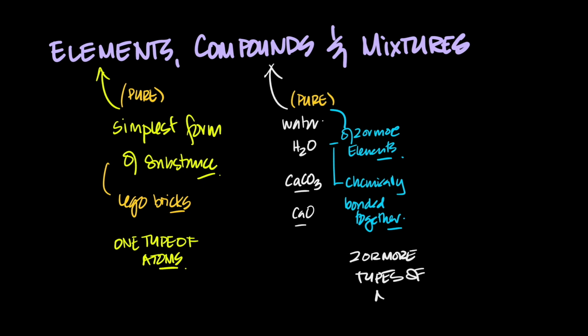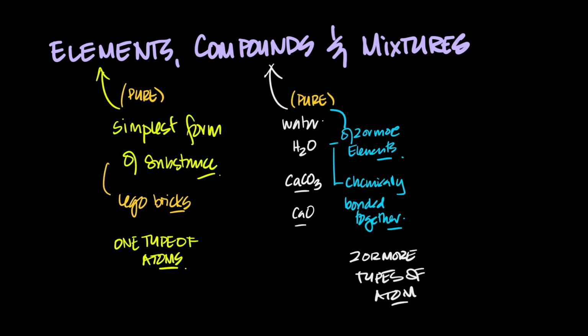Like, for example, in H2O, there are two H's and an O, two different types. In calcium oxide, one calcium, one oxygen, two different types. In calcium carbonate, you've got calcium, carbon, and oxygen, three different types. As long as they're chemically bonded together, of two or more atoms, they become a compound. An element only has one type.